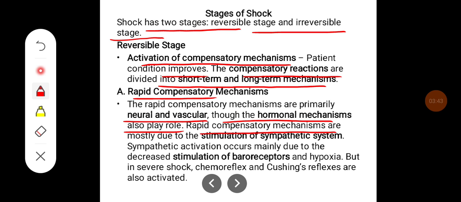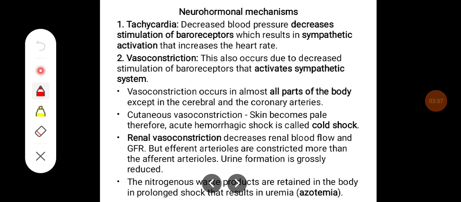Rapid compensatory mechanisms are mostly due to the stimulation of sympathetic system. Sympathetic activation occurs mainly due to the decreased stimulation of baroreceptor and hypoxia. But in severe shock, chemoreflex and Cushing's reflex are also activated. Neurohormonal mechanisms. Tachycardia. Decreased blood pressure decreases stimulation of the baroreceptors, which results in sympathetic activation that increases the heart rate.